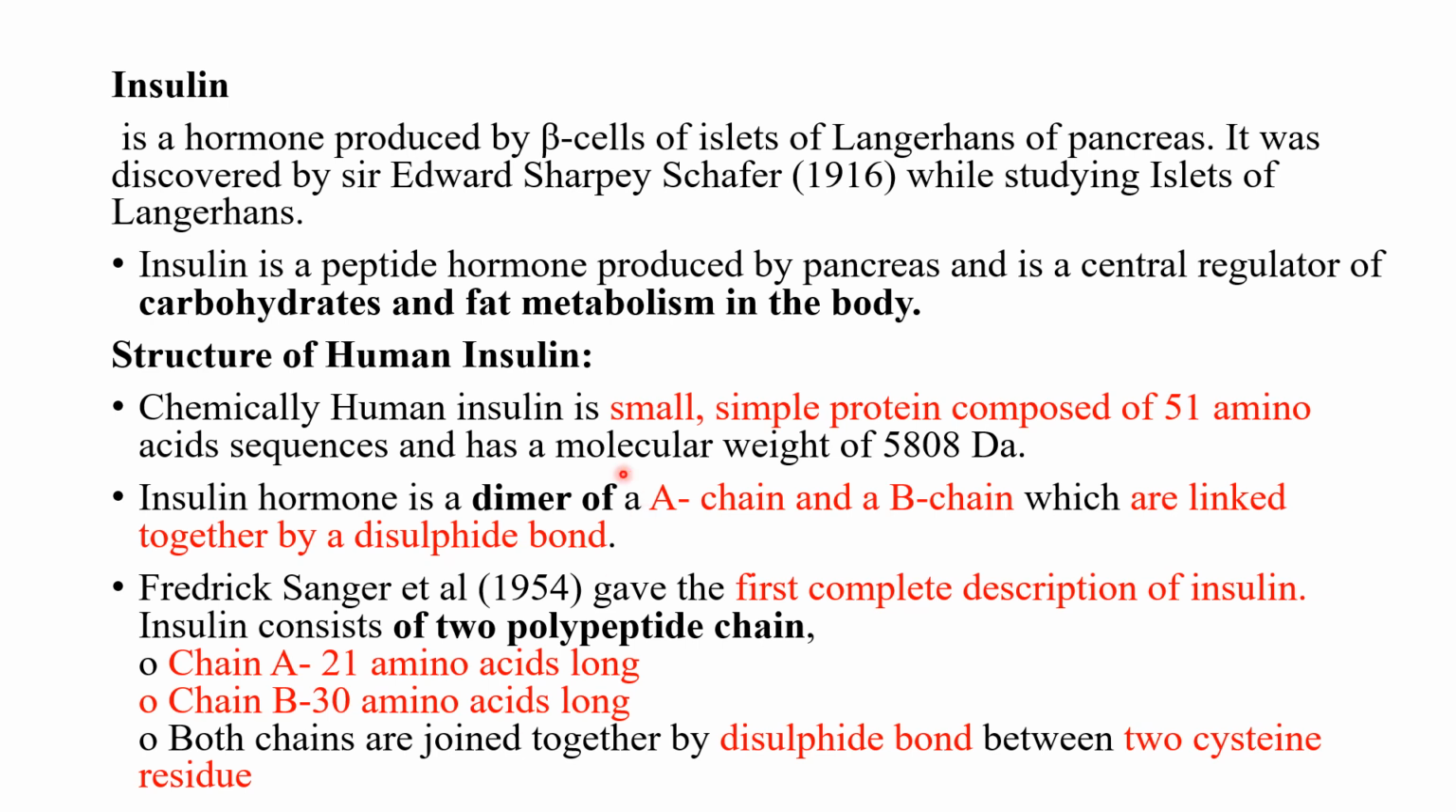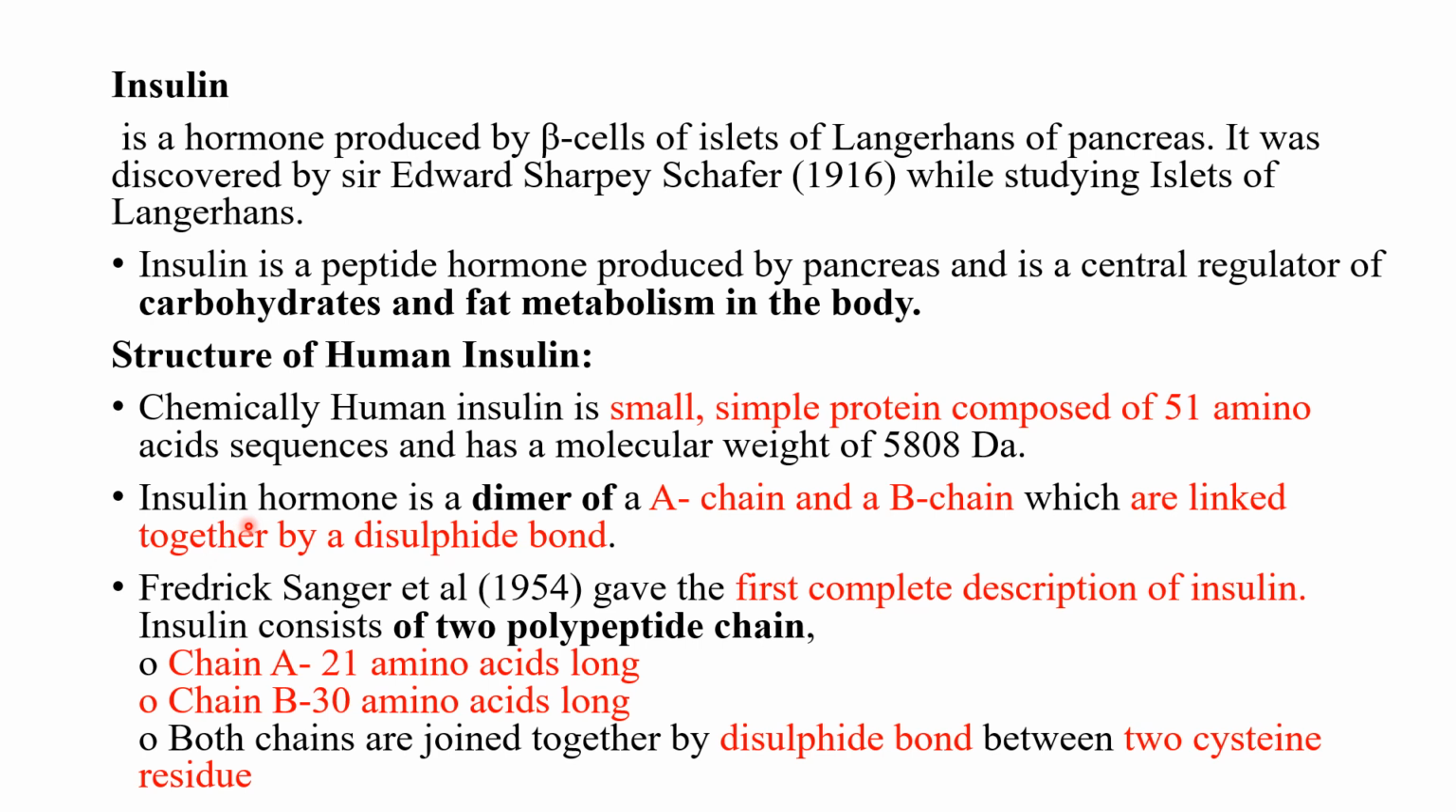So insulin is produced by the beta cells of the islets of Langerhans in the pancreas. It is a polypeptide hormone which is responsible for the central regulation of carbohydrate and also fat metabolism in the body. Structure-wise, it is a protein and the active insulin contains 51 amino acids.